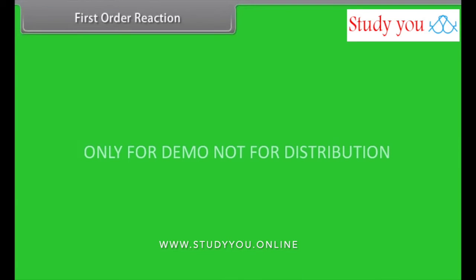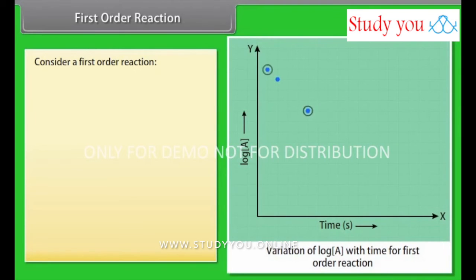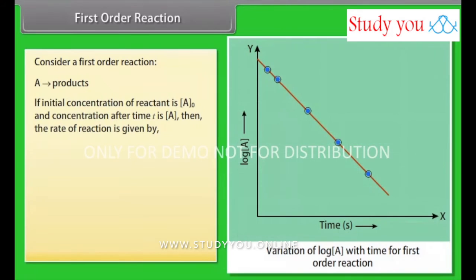First order reaction. Let us consider a first order reaction in which A is changing into products. If the initial concentration of reactants is A naught, and concentration after time t is A, then the rate of the reaction is given by minus dA by dt is equal to the product of K and A.